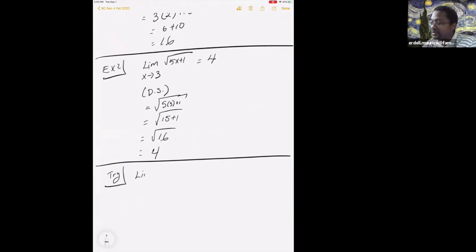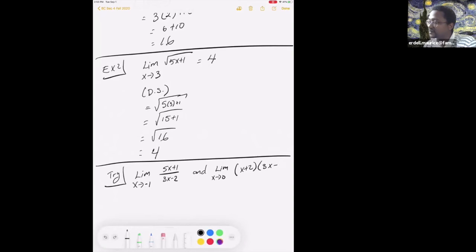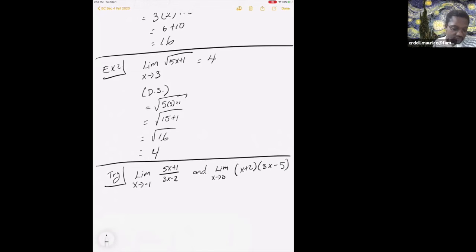I want the limit as x approaches -1 of (5x plus 1) divided by (3x minus 2). Oh, I got 2 of them actually. And the limit as x approaches 0 of (x plus 2) times (3x minus 5). When you come up with the answer, put them in the box. Again, if you're not sure, let me know.